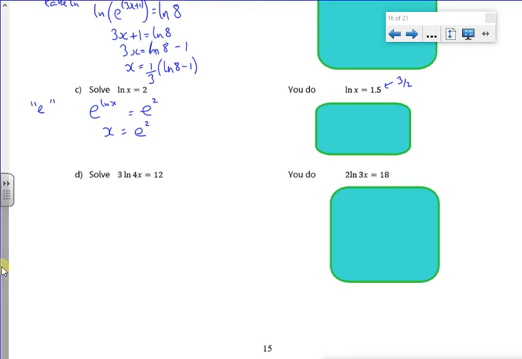This one, I want to divide by the 3, so I've got ln of 4x is 4. Then I want to do e, so I've got e to the power of ln 4x. So e and ln cancel, it's going to be 4x. That would be e to the 4. And then if I divide through, I've got a quarter of e to the 4.